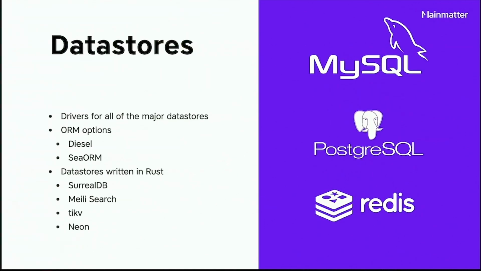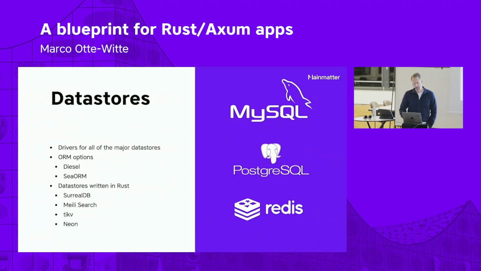Then below the web framework, you have databases, right? There are mature and well-maintained drivers, at least for the most relevant databases. There are object relational mappers if you want to use one. There are relatively stable options there as well. And there are a number of data stores that are written in Rust themselves, obviously, because Rust is a pretty obvious use case for those kinds of things.